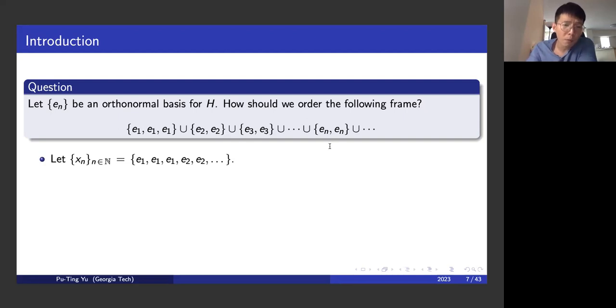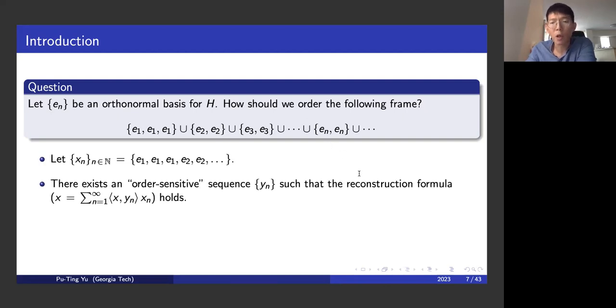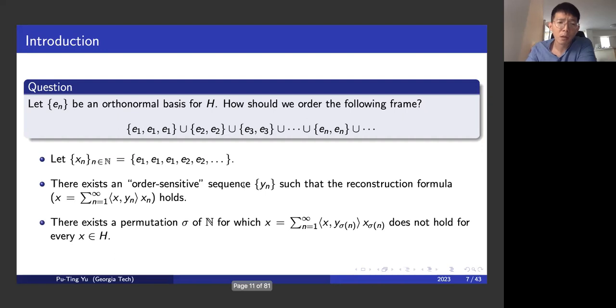Based on the nice property given by the frame inequality, we know there is some sequence y_n such that the reconstruction formula x equals the sum of x_n multiplied by the inner product of x and y_n holds, and this sum converges in the norm of H. But this sequence y_n can be order sensitive, in the sense that there exists some permutation σ of the natural numbers such that x equals the sum of x_{σ(n)} multiplied by the inner product of x and y_{σ(n)} does not hold for every x in H. We will talk more on this counterexample later, where we cannot permute the order of x_n however we like. But before that, let me first give a name to those sequences y_n and z_n for which the reconstruction formula holds.